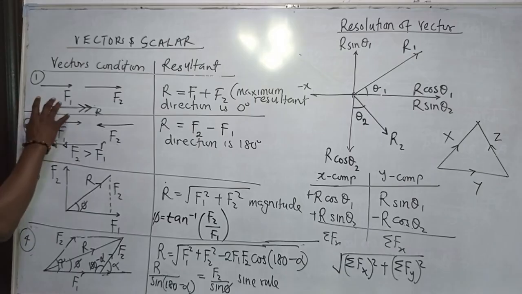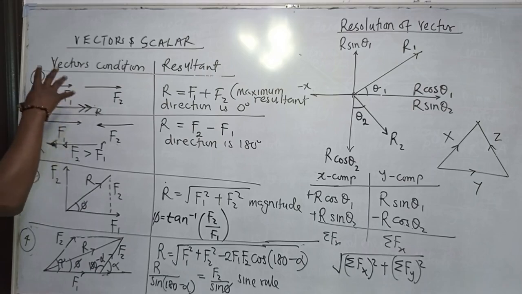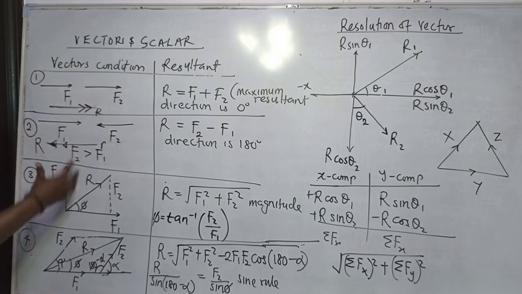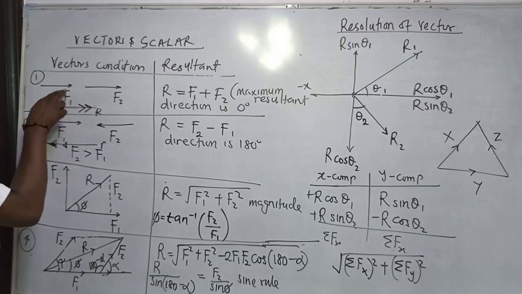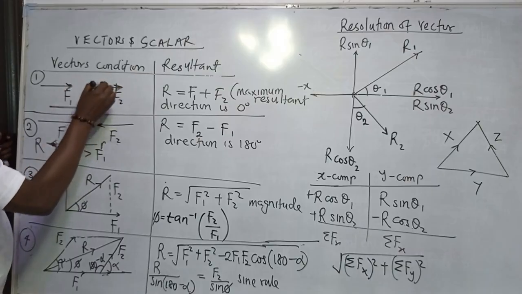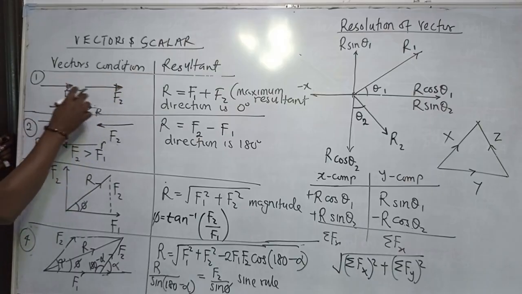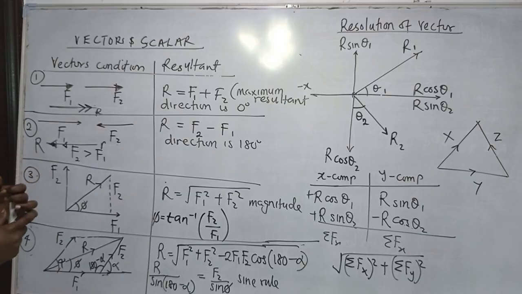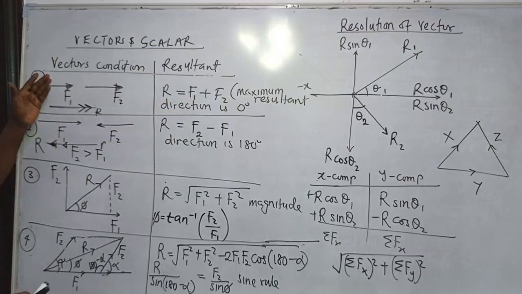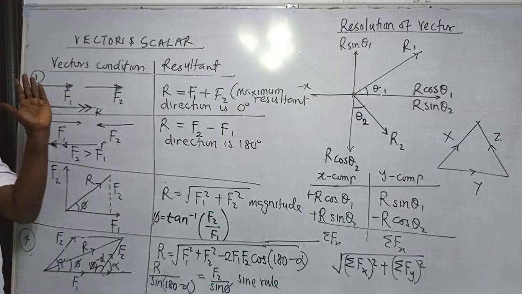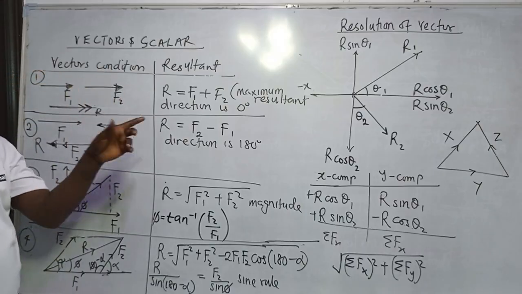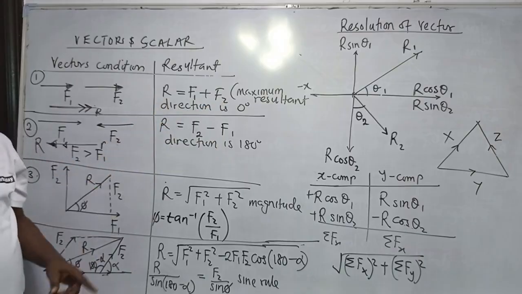Now what we want to do is to consider two different forces that are moving in various directions. Let's assume that they are moving in the same direction here. If two vectors are moving in the same direction, what do you do? F1 and F2. It's simply just to add them together. According to vector theory, when two vectors are moving in the same direction, just add them together, F1 plus F2.